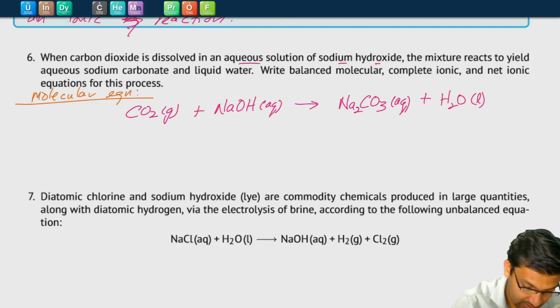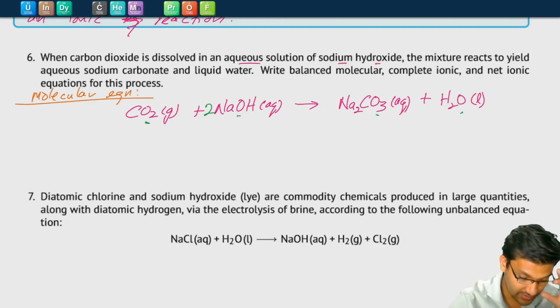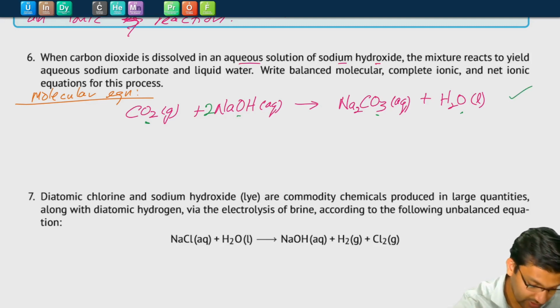Let's try to balance this. Let's look at sodium. There is 1 sodium on the left, 2 on the right, so let's put a 2 there. That gives us 2 sodium. Let's count our oxygens now. We have 2 oxygens from the carbon dioxide, 2 oxygens from the NaOH. We have 3 oxygens from the carbonate, and we have 1 oxygen from water. Oxygen is balanced. Let's look at hydrogen. We have 2 hydrogens on the left-hand side, we have 2 hydrogens on the right-hand side. That's balanced. So this is our balanced molecular equation.